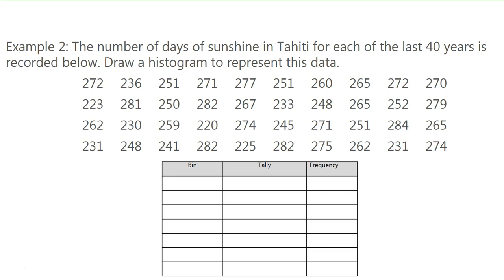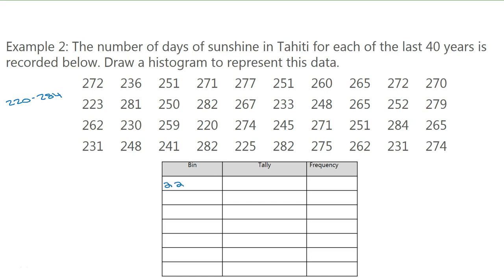So let's do that now for example 2. The number of days of sunshine in Tahiti for each of the last 40 years is recorded below. Draw a histogram to represent this data. So to start, we need to determine the smallest and largest number to help us determine the bin width. The smallest number I see here is 220, and the largest number is 284. So I think having a bin width of 10 would be appropriate here. It would give us 7 or 8 different bars, so that's good.